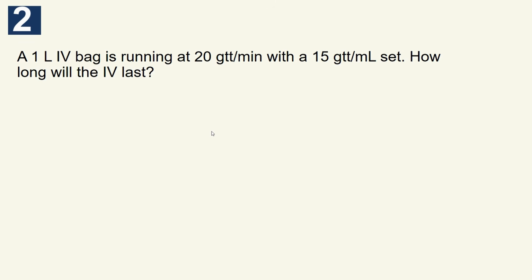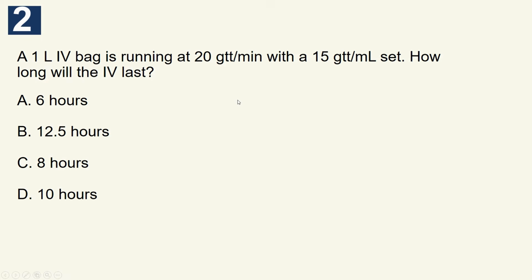Here a 1 liter IV bag is running at 20 drops per minute with a 15 drops per mL set. How long will the IV last? The options are A, 6 hours, B, 12.5 hours, C, 8 hours, D, 10 hours. Pause the video and calculate and see what your best answer is. The correct answer is B, 12.5 hours. So let's see how we get it.